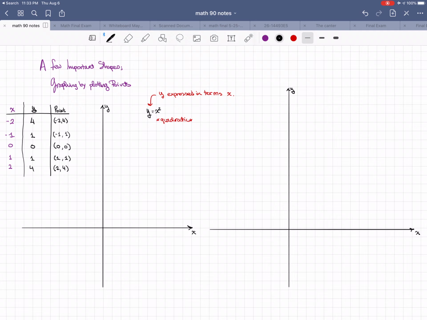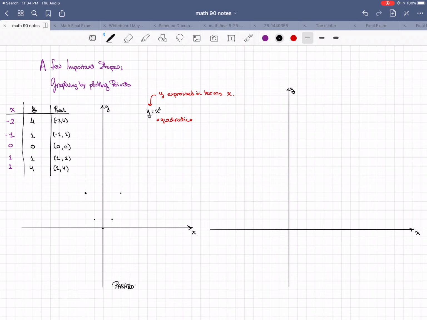So -2, 4 is there. If you want to label your points on your graph, you can. I'm going to skip that because I want it to be really clean to be able to see the shape that's emerging. -1, 1, 0, 0, 1, 1, and 2, 4. Okay, so I have 5 points here. Now, some of you might be looking at that and saying, oh, right, there it is. This shape is called a parabola.